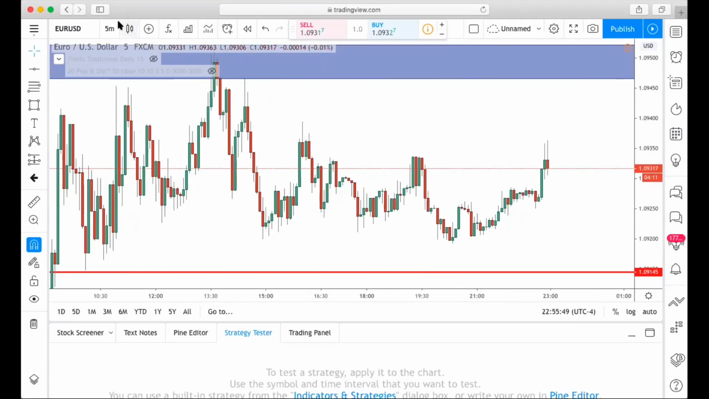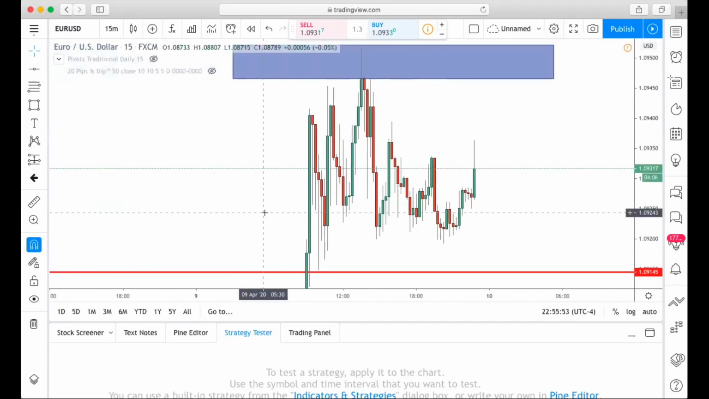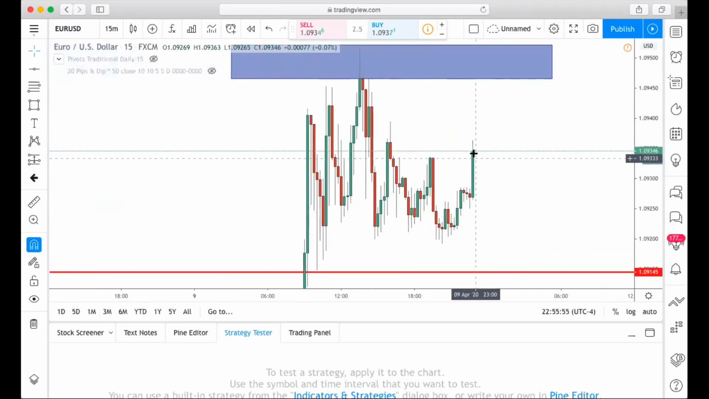Another tool that's good for you. I'm going to do this on a 15-minute. Another tool that's good for you. All right. Look at your USD, y'all.